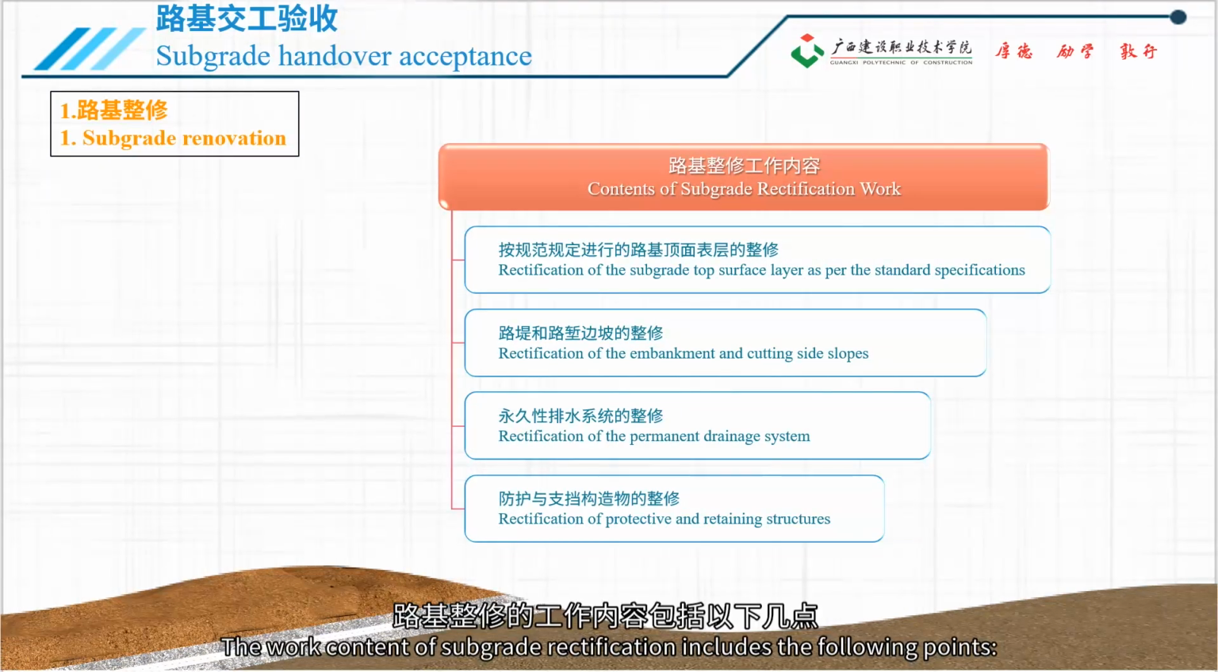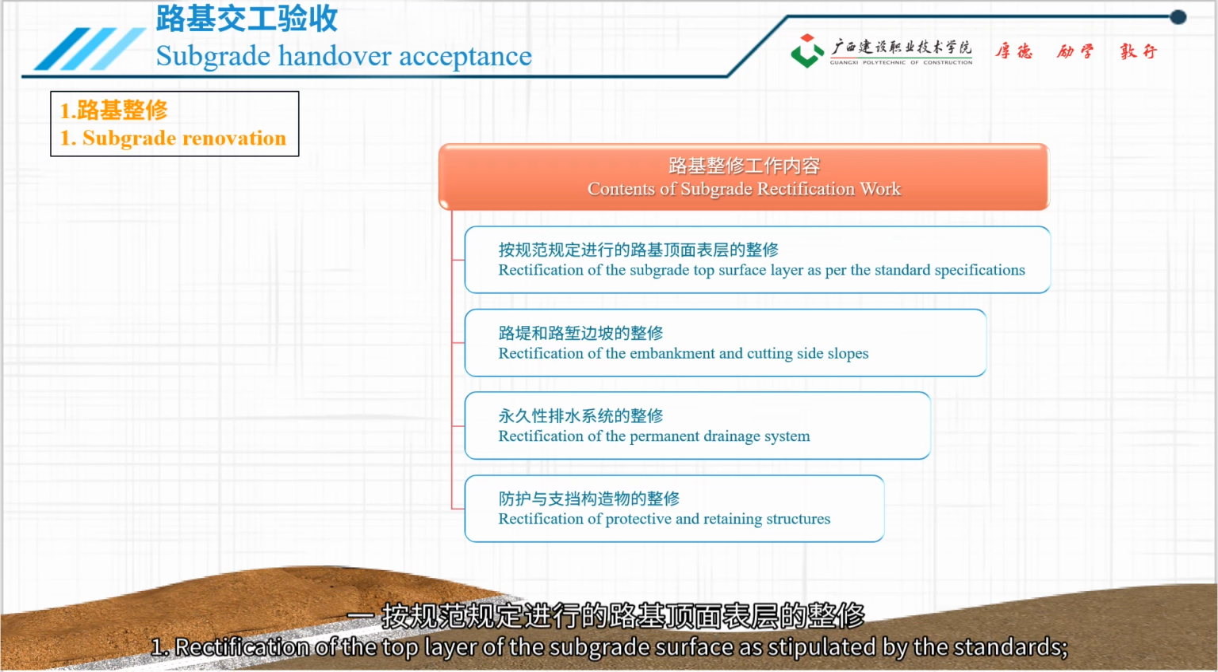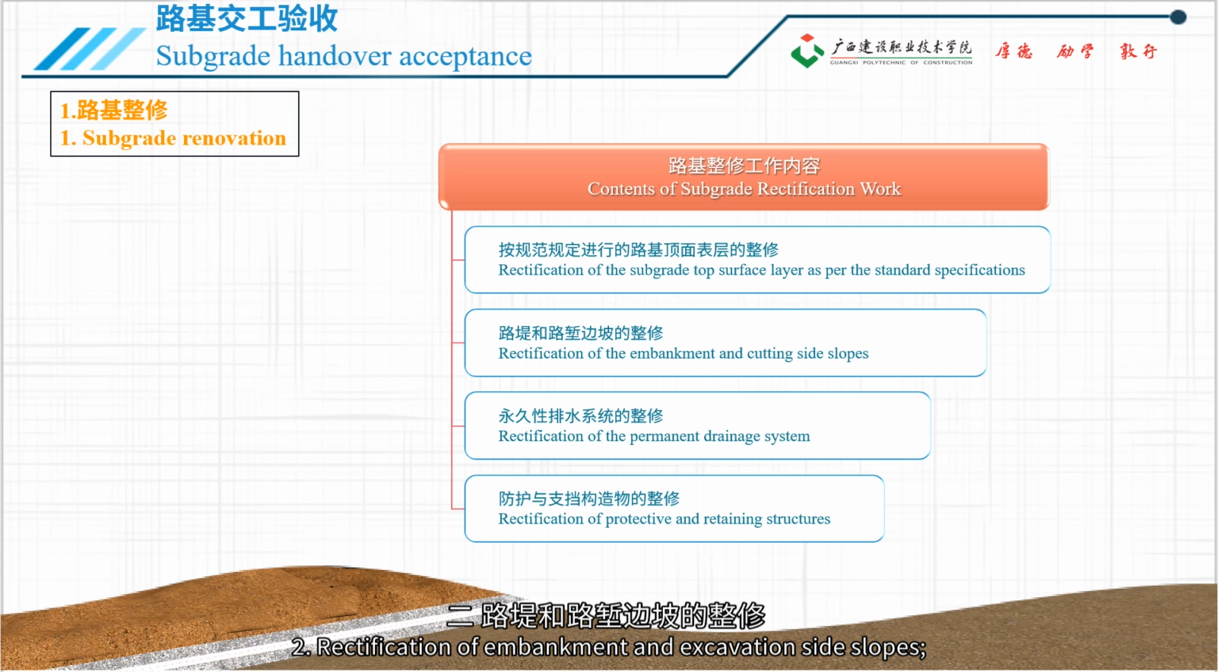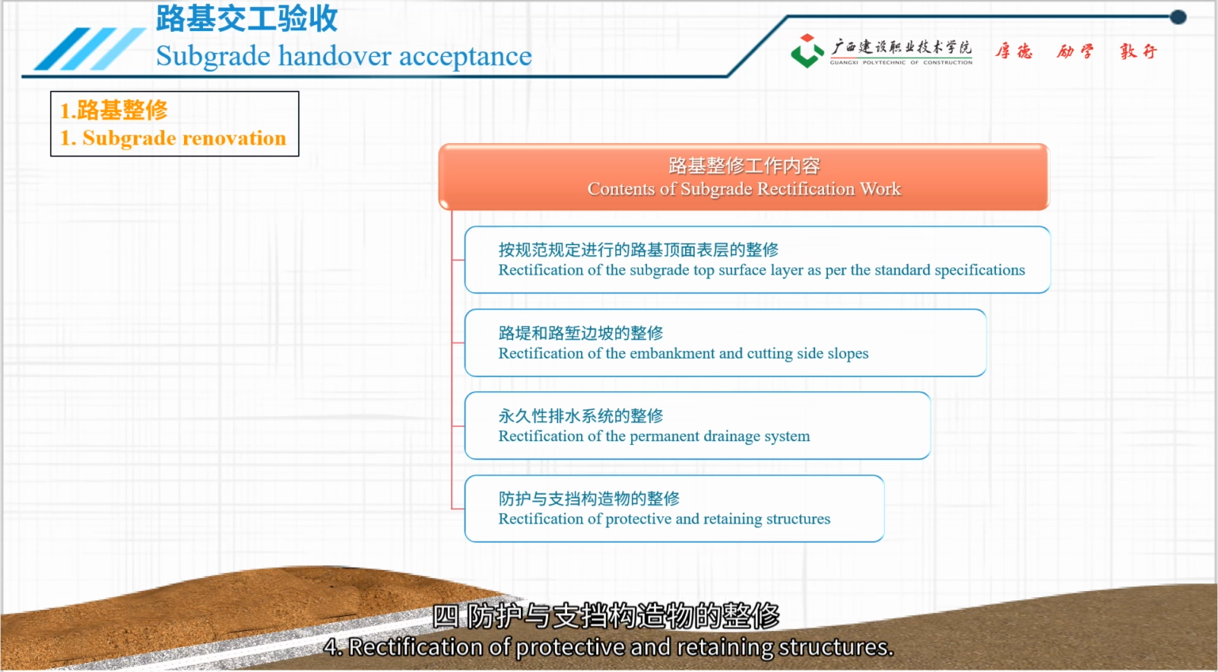The work content of subgrade rectification includes the following points. 1. Rectification of the top layer of the subgrade surface as stipulated by the standards. 2. Rectification of embankment and excavation side slopes. 3. Rectification of permanent drainage systems. 4. Rectification of protective and retaining structures.